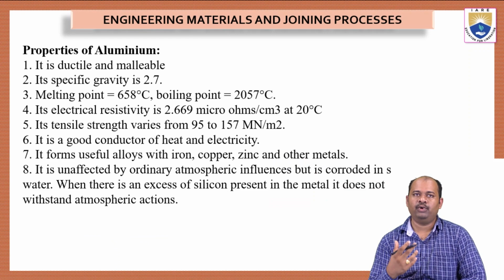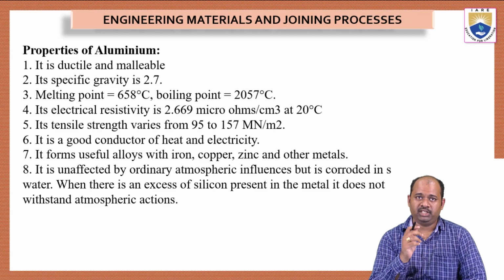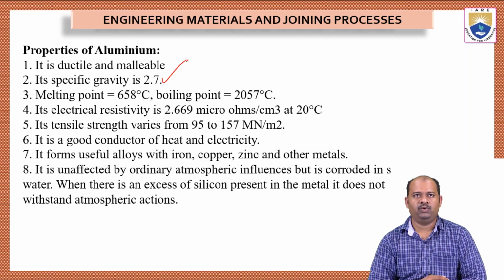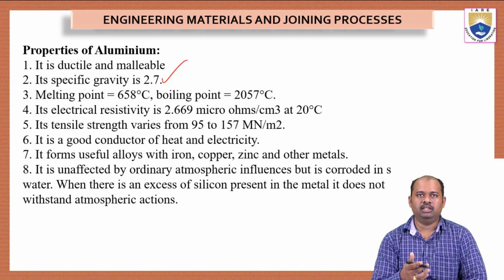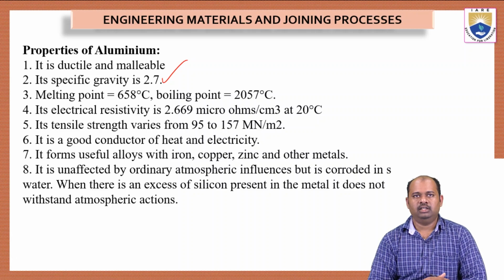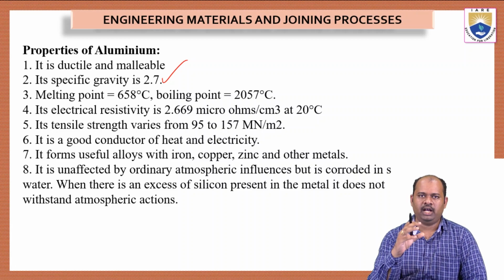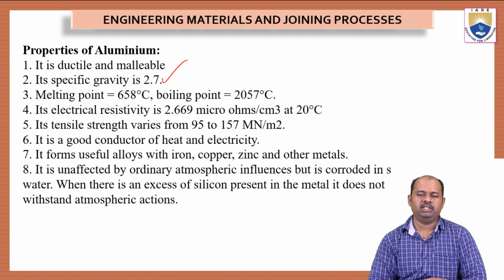Now let us see some of the important properties of aluminum. It is ductile and malleable. Its specific gravity is 2.7, which is a very important point when compared to iron, because the specific gravity of iron is more than 2.7. That is why this aluminum is used in most of the applications where iron cannot be used due to weight constraints. The same object made up of iron and aluminum will have less weight with aluminum. That is why they can be used in aeronautical and aerospace applications.